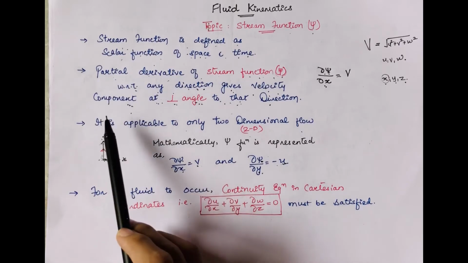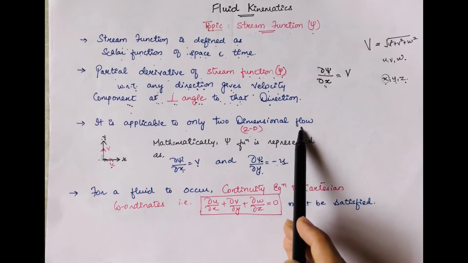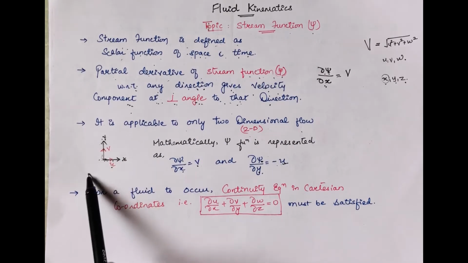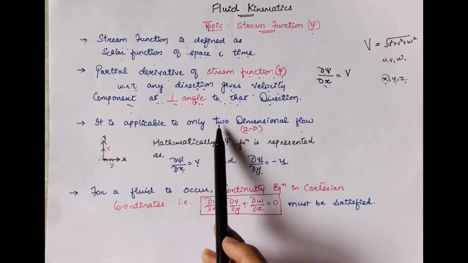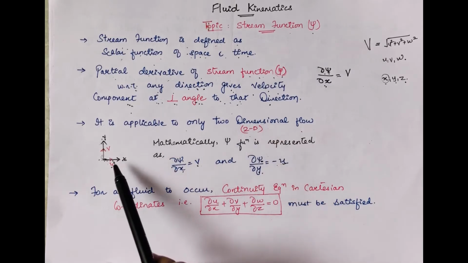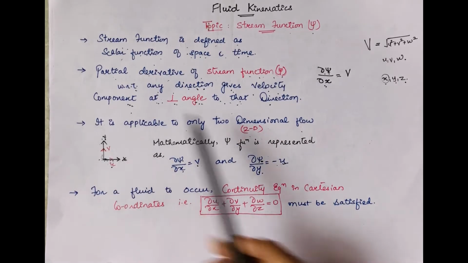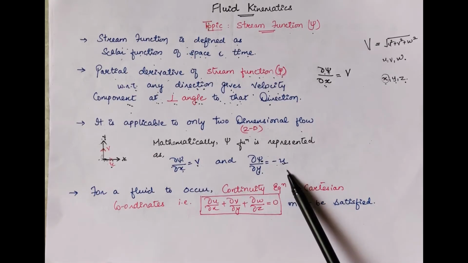The next point is that it is applicable only to two-dimensional flow. Here we have shown only two dimensions. The third direction, that is direction z, is not shown because it is applicable to only two-dimensional flow. So it is applied in only two directions, that is x and y. So del psi by del x is equal to v and del psi by del y is equal to minus u.